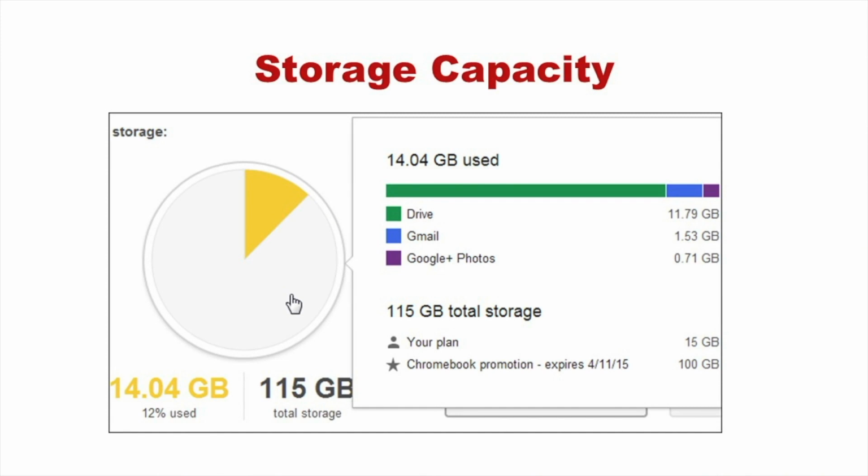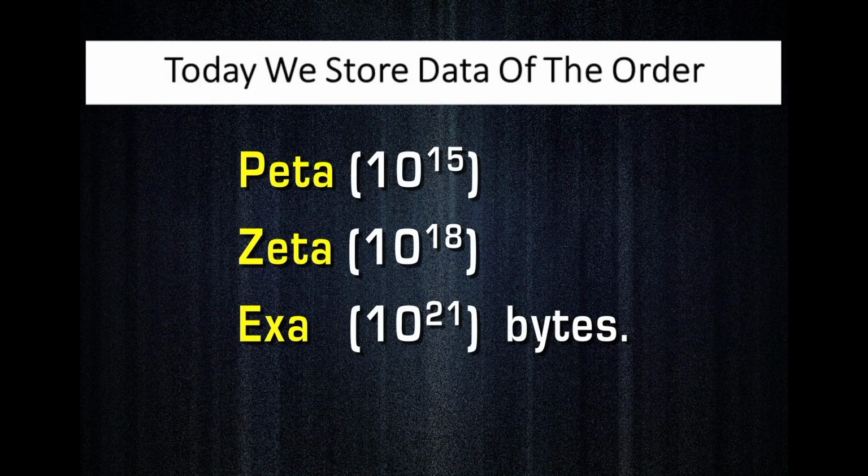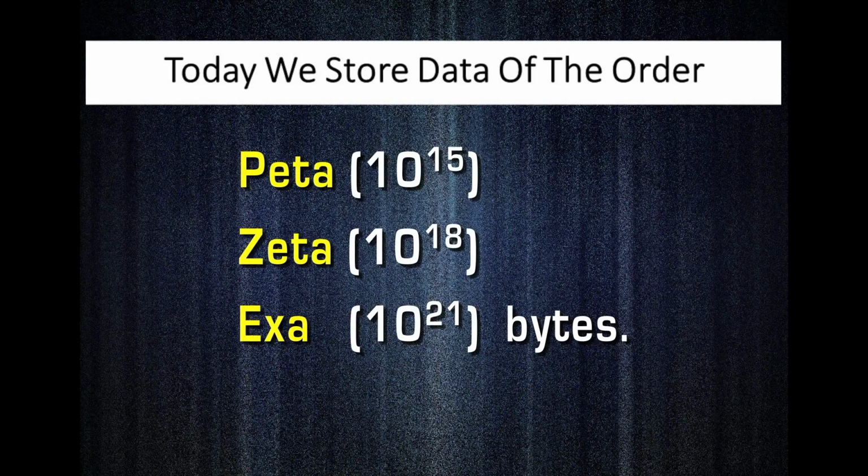Next, we turn our attention to storage capacity. Memory and storage are salient characteristics of computers. Today's computers can store humongous or gigantic volumes of data. Today, we store data in the order of peta, that is 10 to the power 15, zeta, 10 to the power 18, and exa, 10 to the power 21 bytes.